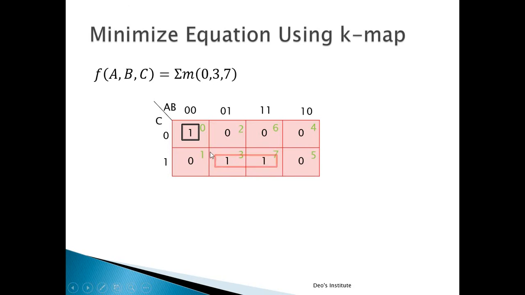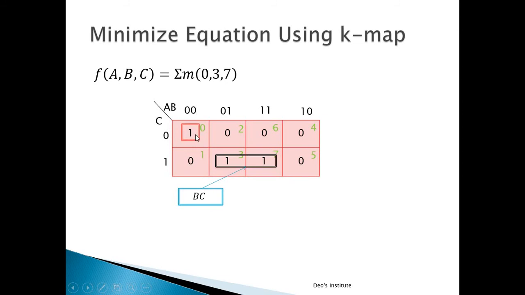For this group, looking by columns, for the first variable A, the value here is 0 and the value here is 1. For the second variable B, the value here is 1 and the value here is also 1. So B is common. Similarly, C is common for this entire row. For this cell the value of C is 1, and for this cell also the value of C is 1. So we write B for the column and C for the row, that is B, C.